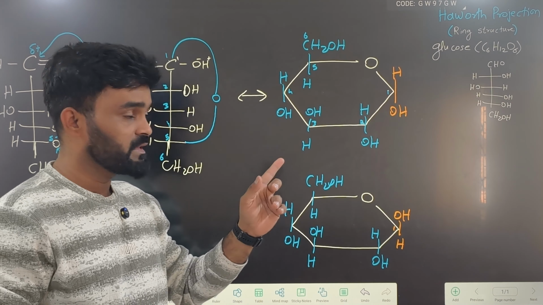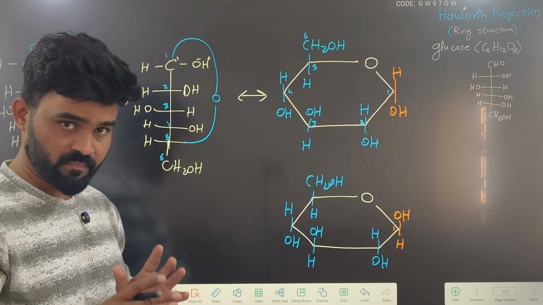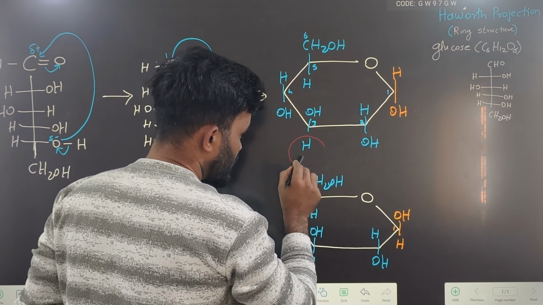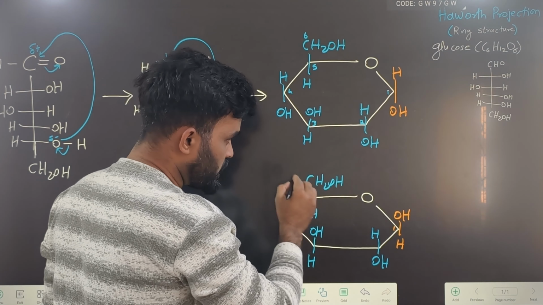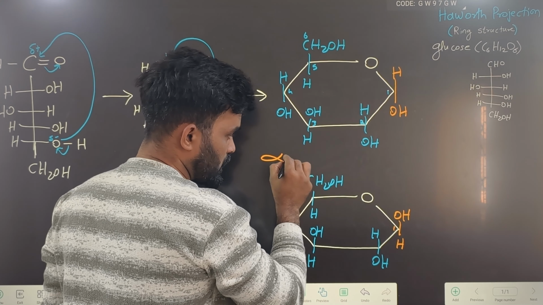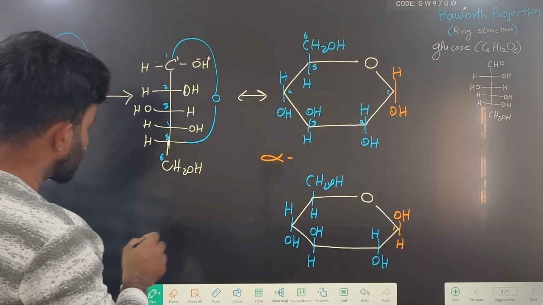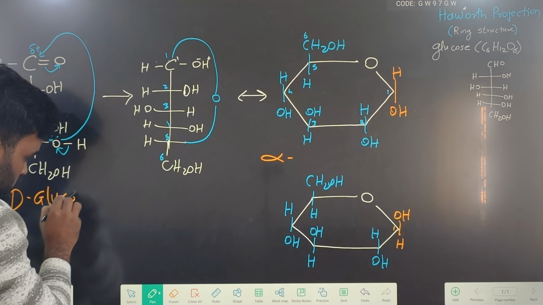Okay? They are called as anomers. Clear? They are called as anomers. They differ only in configuration at carbon number 1. So याचं नाव काय असतं? Name of this compound will be, since OH is downside, we call it alpha. Okay? Alpha. आणि since हा D-glucose असतो, it is D-glucose.